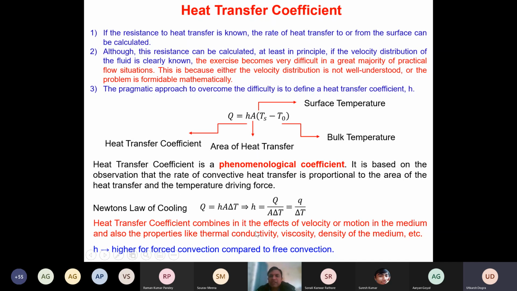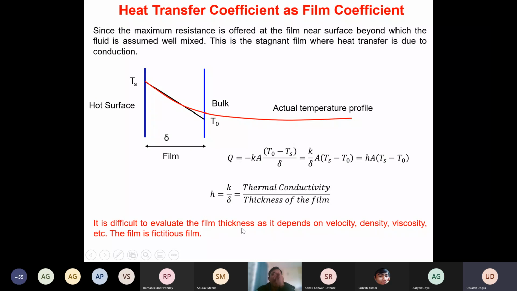So up to this we have seen in the last class. Then we started looking at whether we can get some physical insights with respect to this heat transfer coefficient. That is the question we were looking at, isn't it? Can we get some physical insight on this heat transfer coefficient?